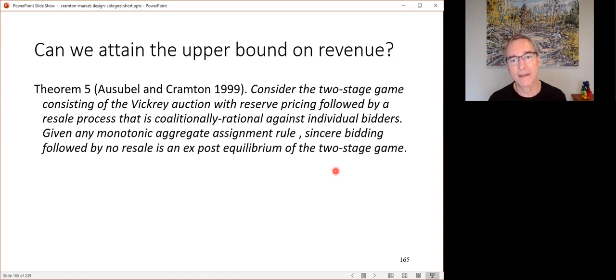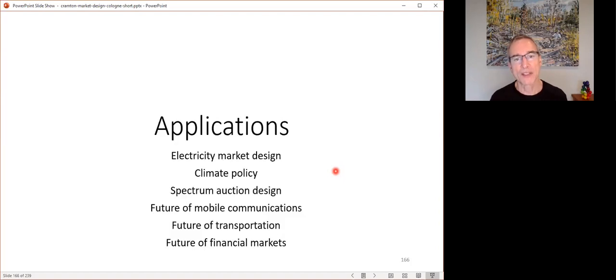So this is a government can step in and ban resale. The early European spectrum auctions, the governments typically banned resale, but we didn't in the United States. And now in the European markets, they allow resale, unless there's some sort of special circumstance. Okay, so this achieves that upper bound in revenues.